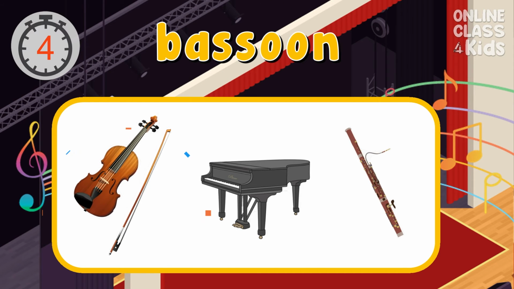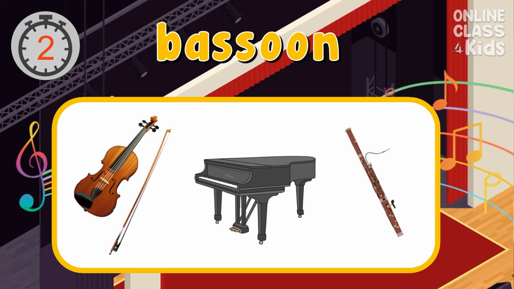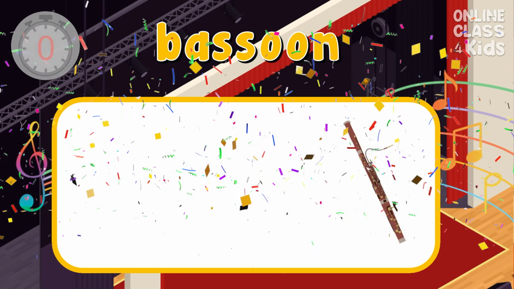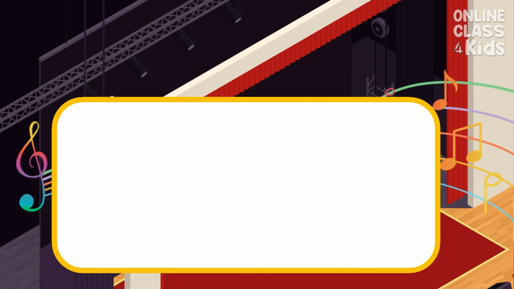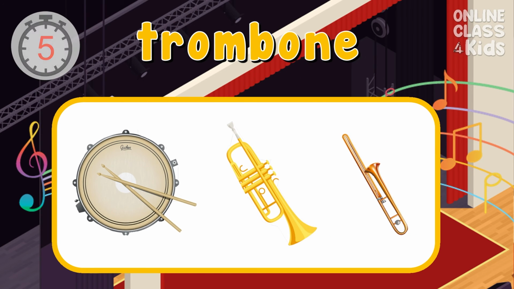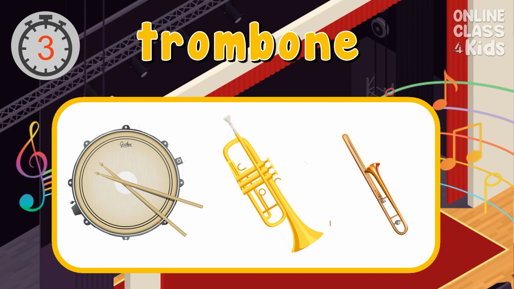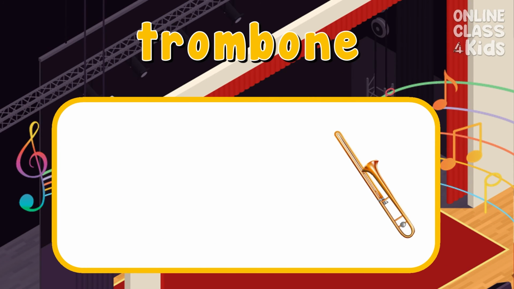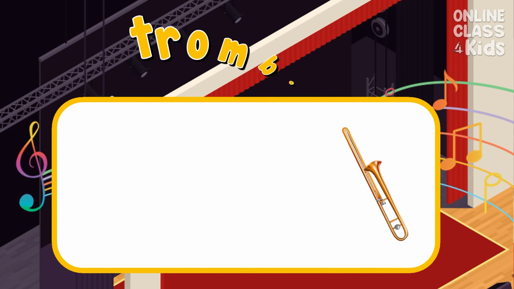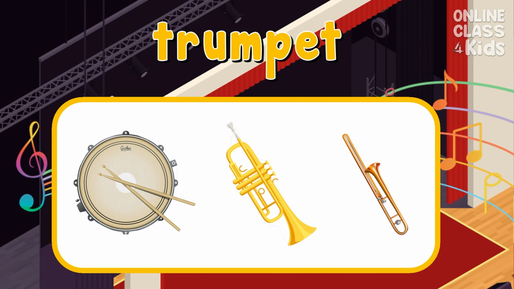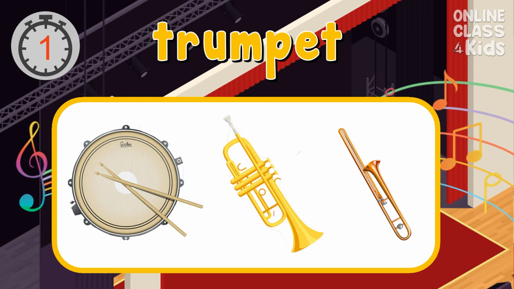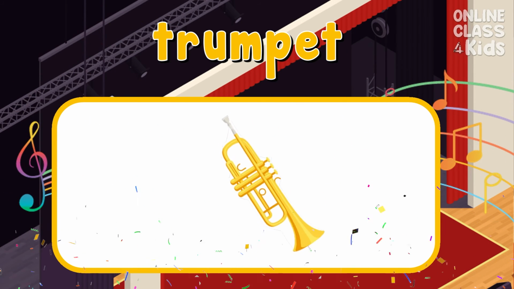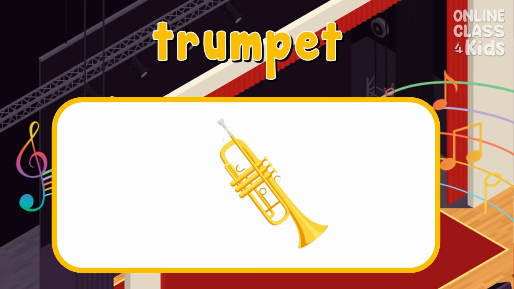Find the missing bassoon. Correct. That's the bassoon. Find the missing trombone. Correct. That's the trombone. Find the missing trumpet. Correct. That's the trumpet.